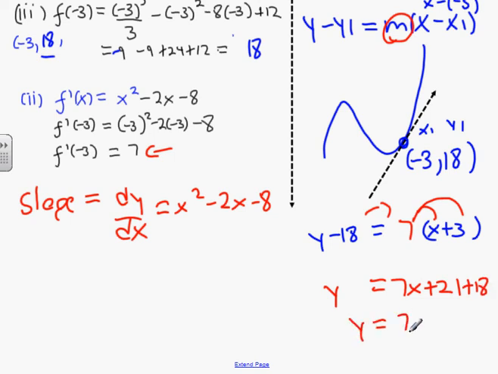Now Mick, this is what you were talking about. If I asked you for the slope of this line, what would you tell me it is? The number that comes in front of the x. So it'd be 7 there, okay?